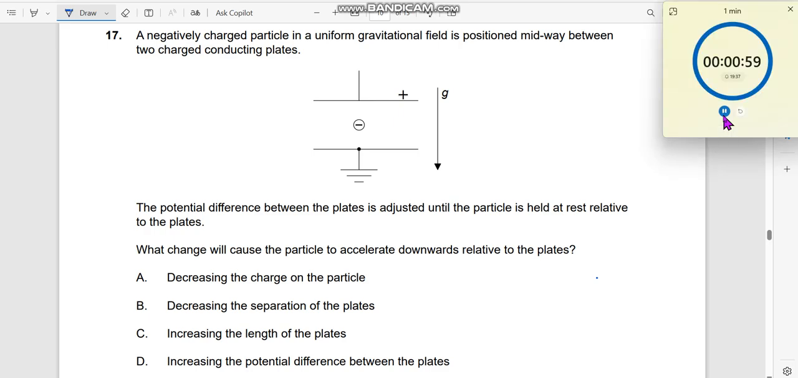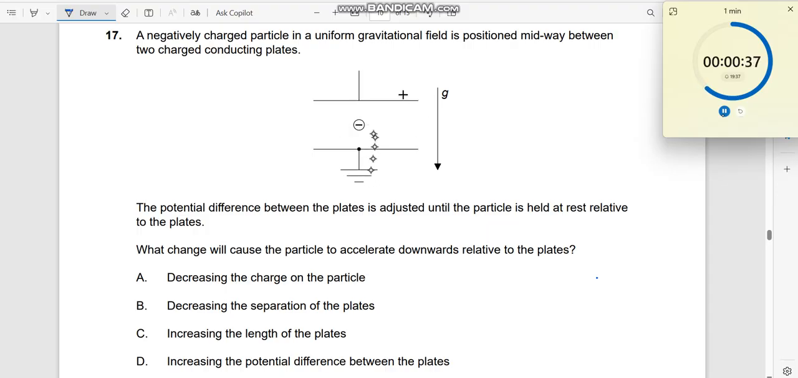Question number 17. A negatively charged particle in a uniform gravitational field is positioned midway between two charged conducting plates. Between two charged conducting plates, you put a negative charge over here. Okay, so no, sorry, it is being suspended, it is not moving anyway. The potential difference between the plates is adjusted until the particle is held at rest relative to the plates, which means what? It is now held constant. How can you hold it constant?